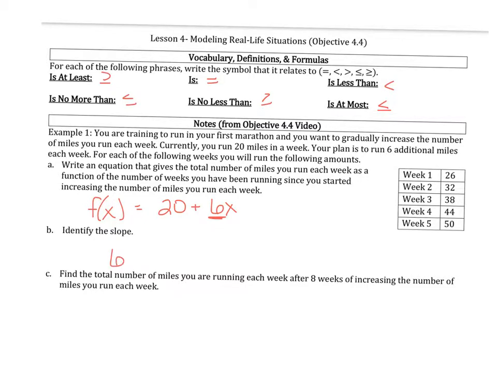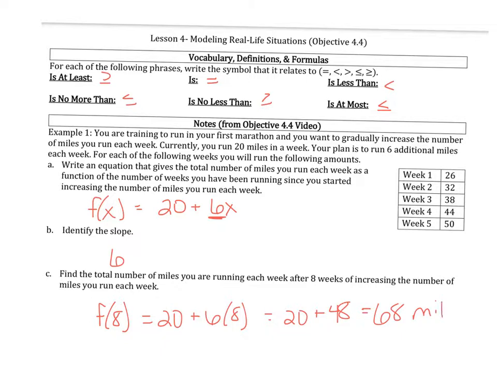Find the total number of miles you are running each week after 8 weeks of increasing the number of miles you run each week. So we're going to plug 8 into our function. So f of 8 means 20 plus 6 times 8. So 20 plus 48, which means in 8 weeks you're going to be running 68 miles.